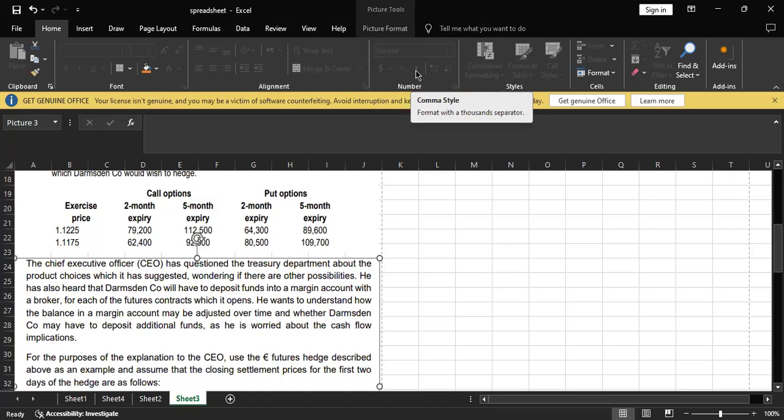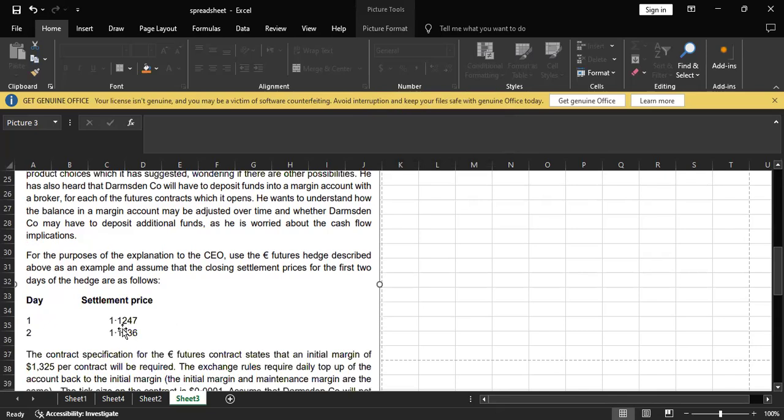Over time, and whether the company may have to deposit additional funds as he is worried about the cash flow implications. For the purpose of the explanations to the CEO, use the dollar future hedge described above as an example and assume that the closing settlement prices for the first 2 days of the hedge are as follows. The day one price has been given and the day two price has been given.